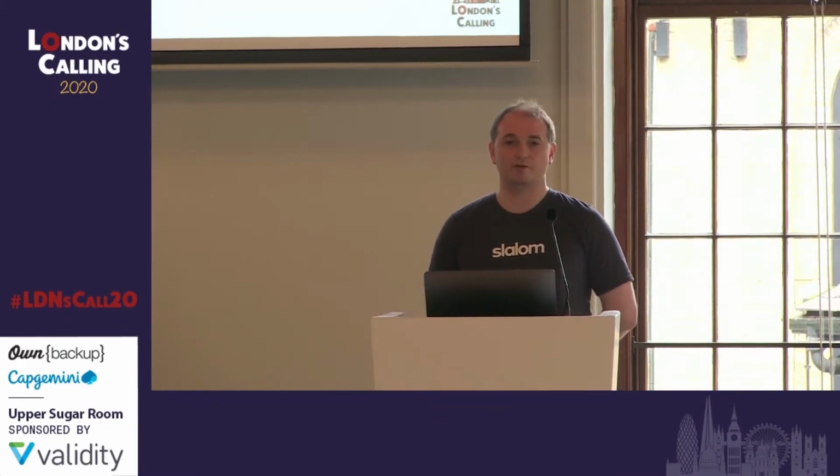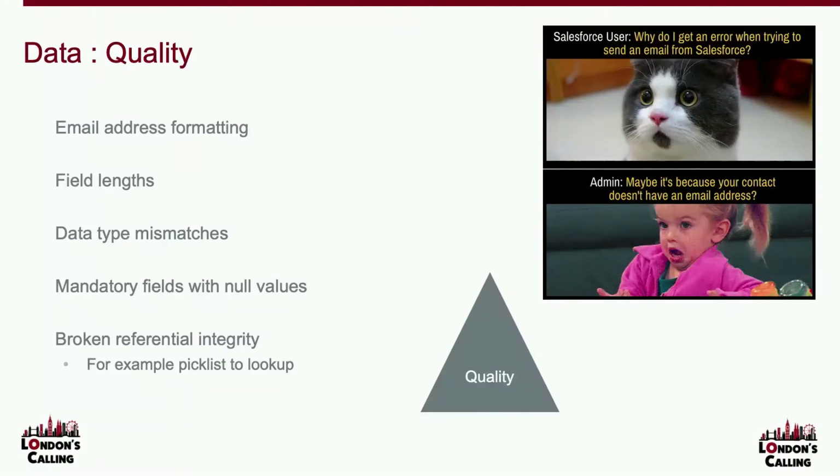So what sort of things might you encounter with data quality that would cause you problems? Well, email address formatting, field lengths, data type mismatches, all that sort of stuff. If you're migrating from something that isn't Salesforce, then potentially referential integrity could cause you problems as well. And sometimes people do things like storing Salesforce IDs in text fields. That's also something to look out for.